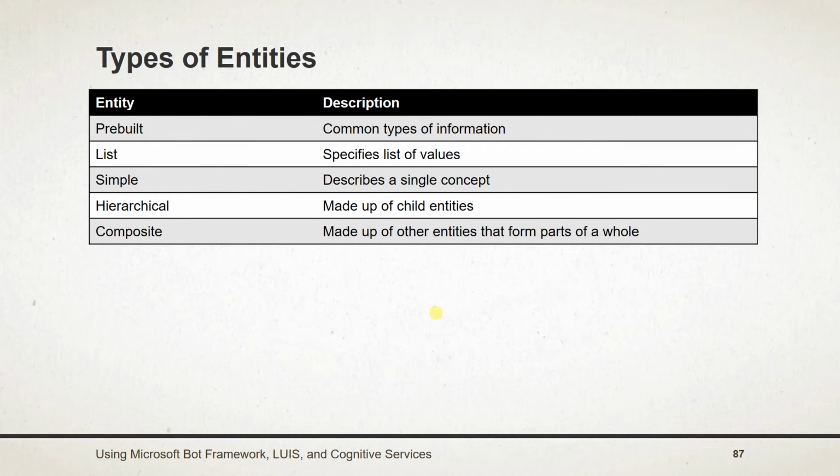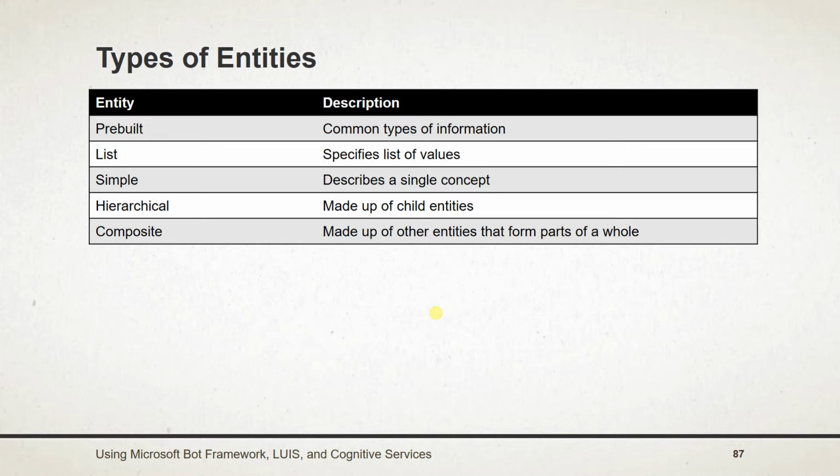There are several types of entities. First is pre-built. It recognizes common types of information like dates, times, numbers, measurements, and currency. Next is list, which represents a fixed set of related words in your system. Each list entity may have one or more forms. It specifies a list of values.